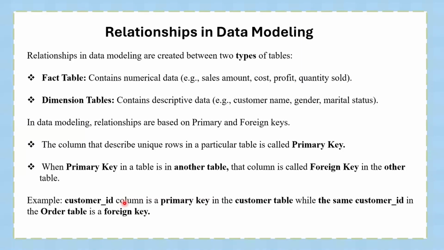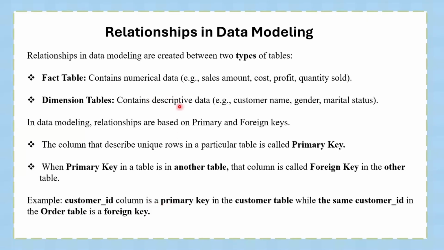What is the cost of the product? What is the profit? What is the quantity that was sold? What is the ID of the customer that this product was sold to? And what is the product ID that was actually sold? Now, if, for example, I want to relate a customer dimension table with the order table, I need the customer ID in the customer table because the customer ID in the customer table is basically uniquely describing a customer.